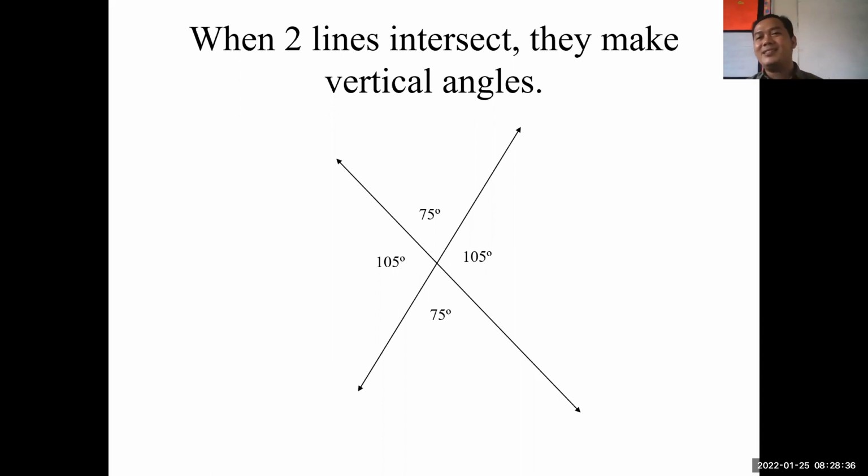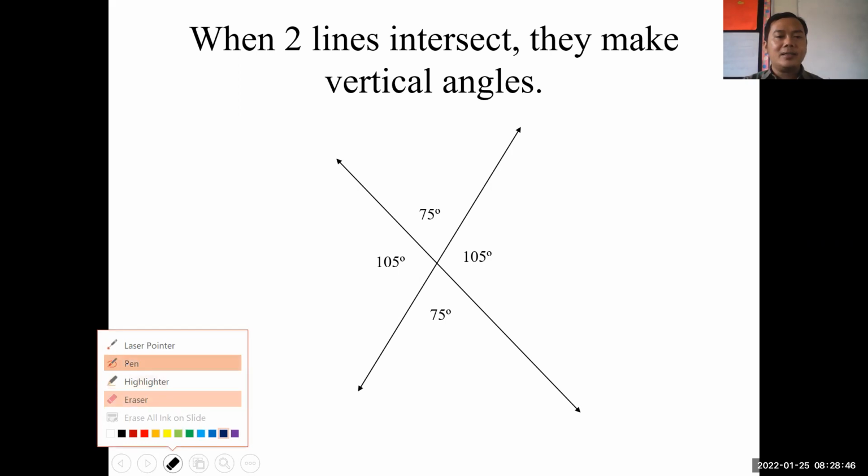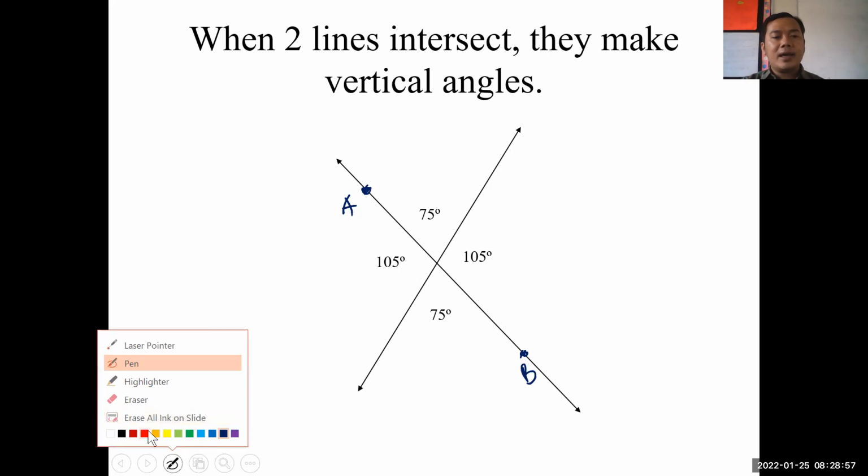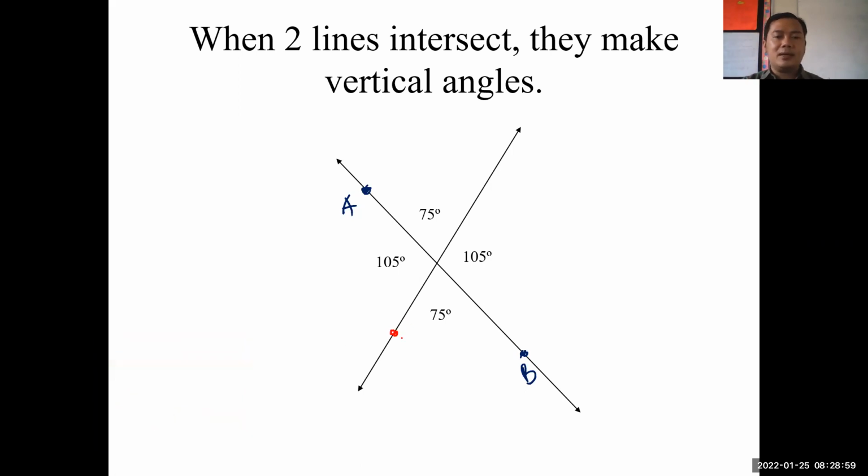When two lines intersect, they make a vertical angle. As you can see here, we have two lines. Let's name those two lines. So let's say this is line AB, and the other one is line CD. A, B, C, D.